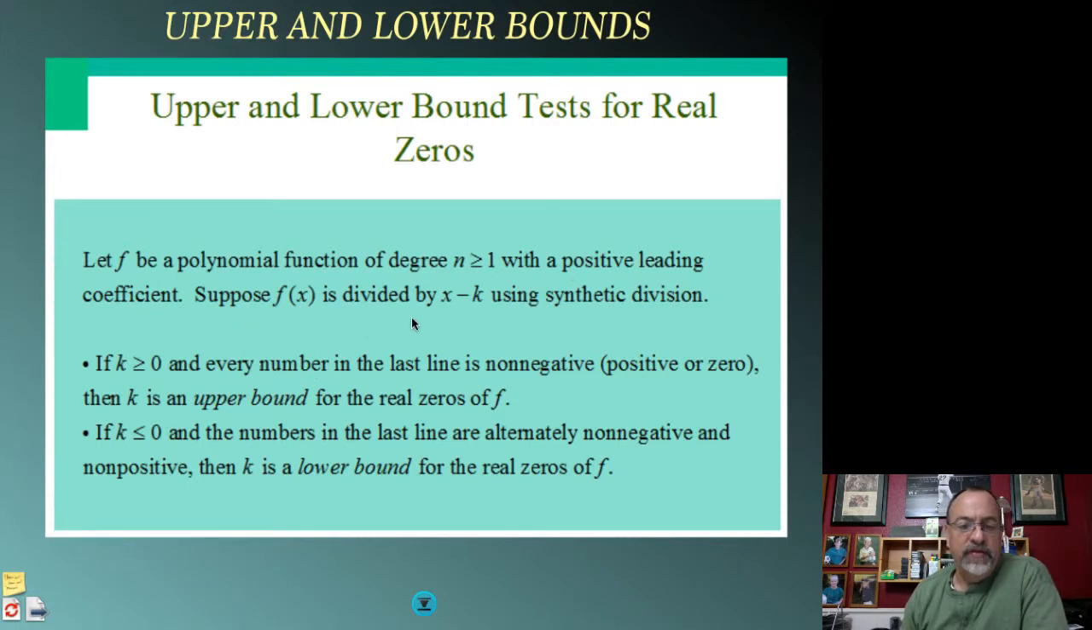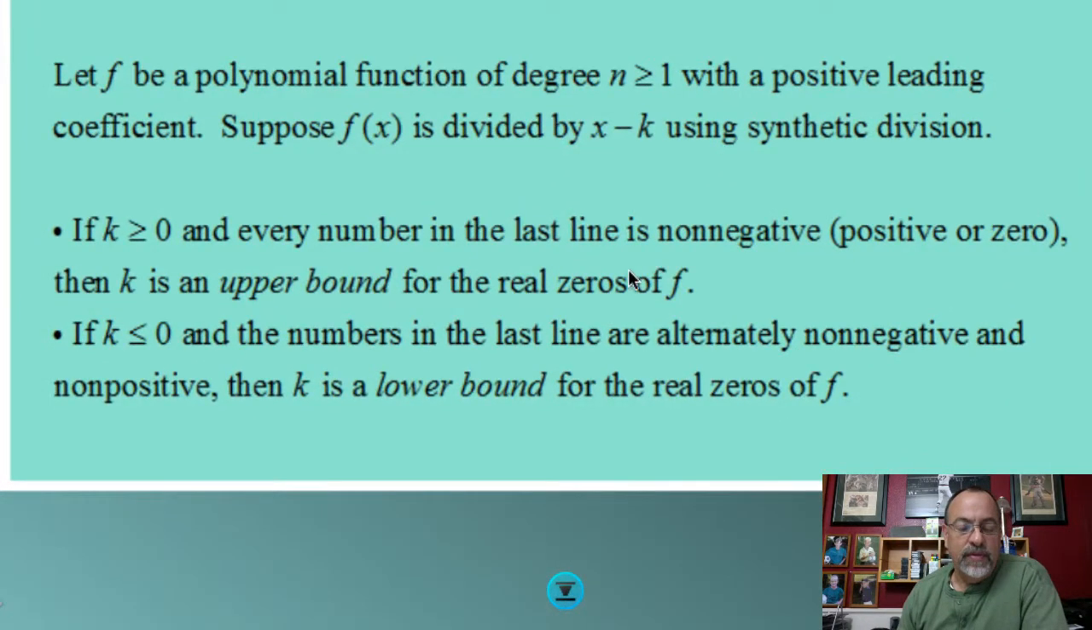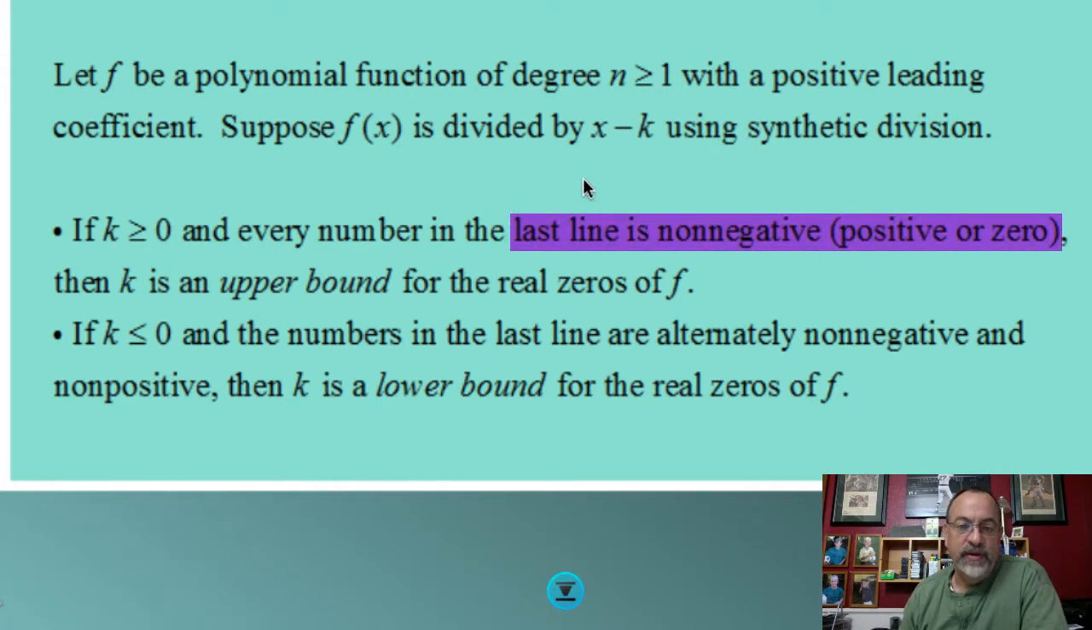We can divide by a k. We've talked about dividing, or synthetically dividing, using x minus k. If every number in the last line, in other words, after you do your division, every number in that last line is non-negative, meaning it's positive or 0, then that k is the upper bound for the real zeros. There are no other real zeros above that number, so we know that the graph is not going to turn around outside of that number.